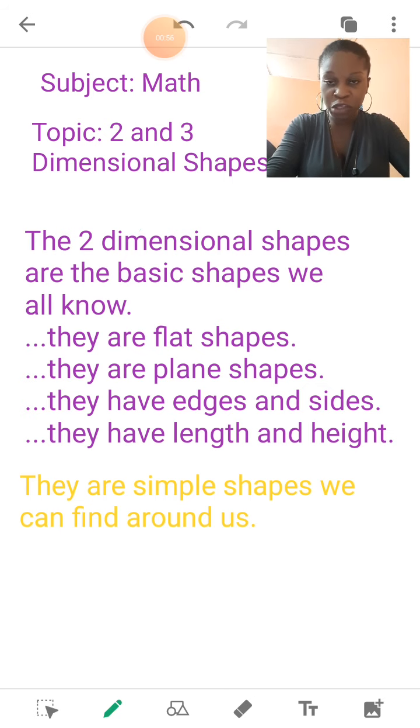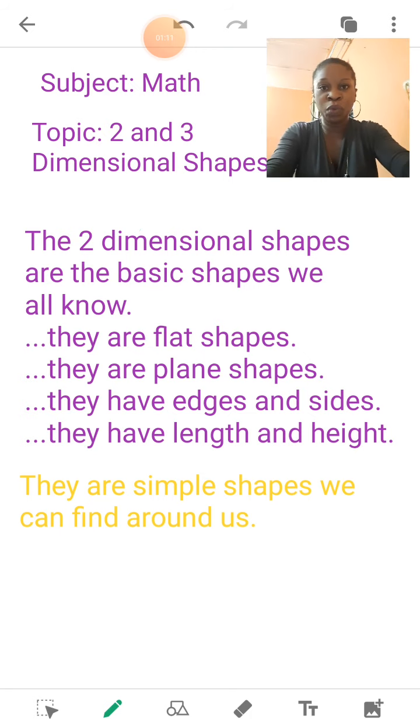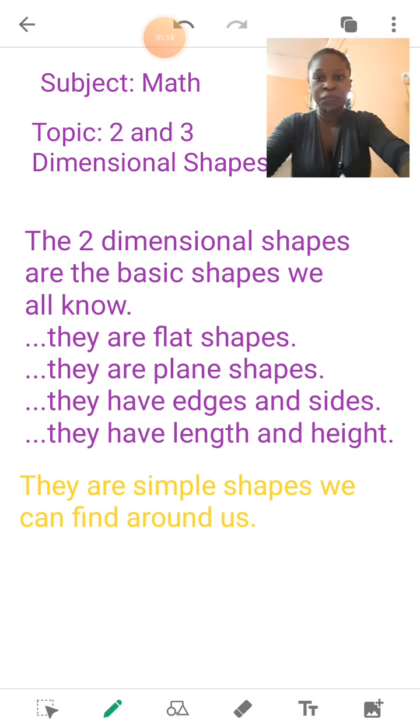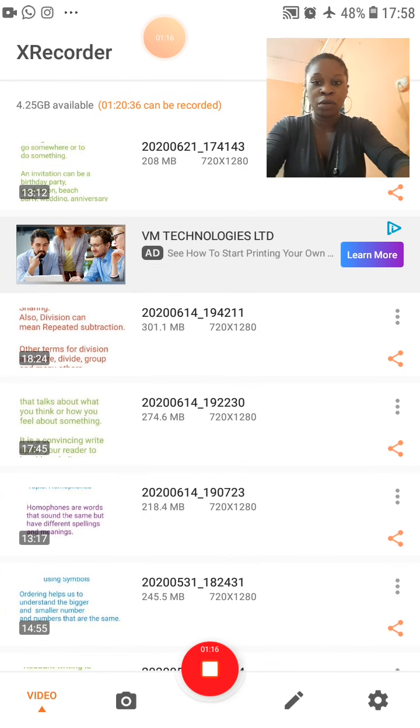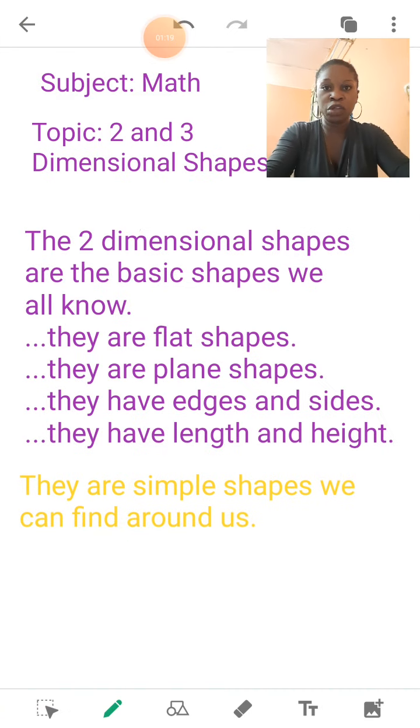Now, the 2-dimensional shapes are basic shapes we all know. Like I said, they are flat shapes that can be placed on a surface. They are plane shapes. They have edges and sides, and they have length and width. Oh no, I'm so sorry. 2-dimensional shapes are plane shapes. They are flat shapes too. They have edges and they have sides. They also have length and width.